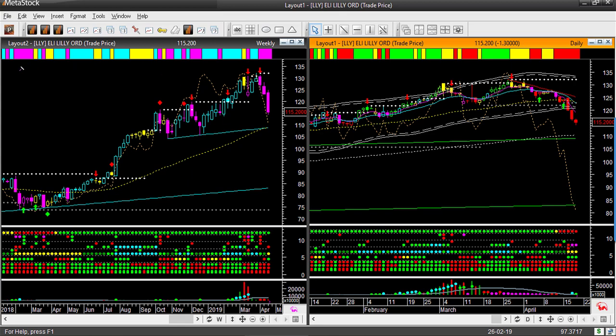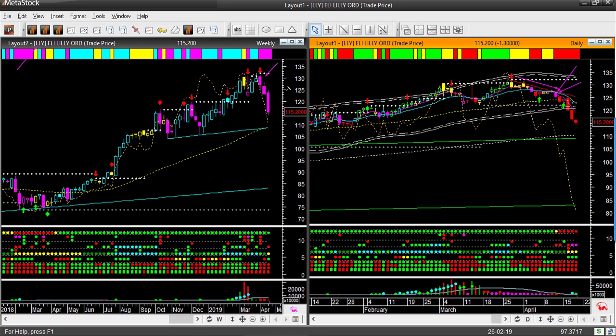This is LLY using the Q weekly daily at a glance template. On this day, 11th April, I shared my bearish view on the stock. At that time, it gave a go with flow trend following short trade setup. The daily was coming down with lower highs and lower lows, and then it displayed a magenta color candle. The weekly was already magenta for several weeks.